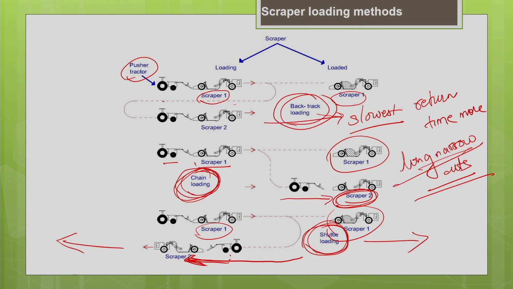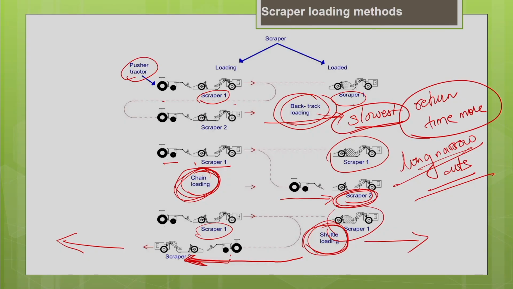When you compare all these three methods, you can see that your backtrack is the slowest method. The cycle time is relatively higher because it has to backtrack or return to spot the next scraper. But your chain and shuttle loading, though they are not commonly followed, have the lesser cycle time, and we know the reasons already.